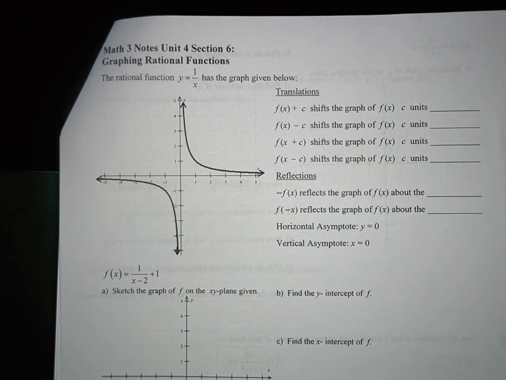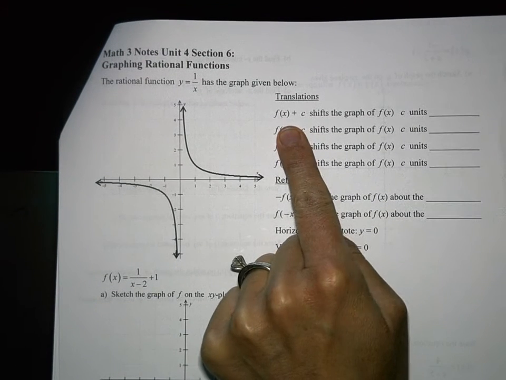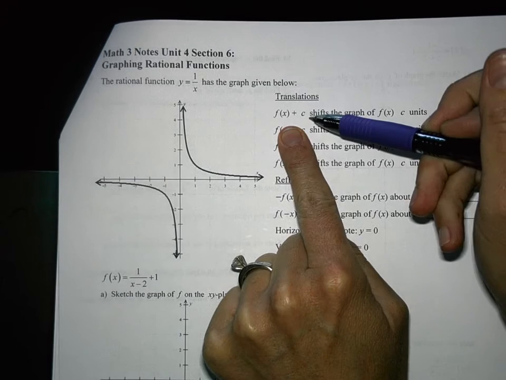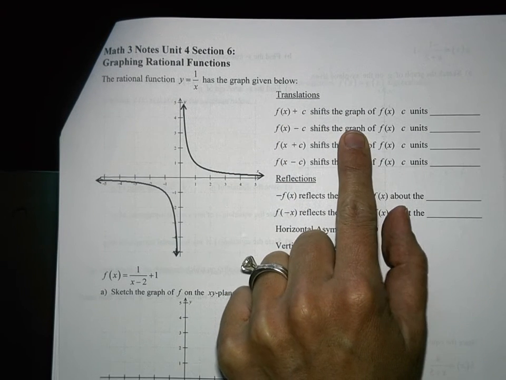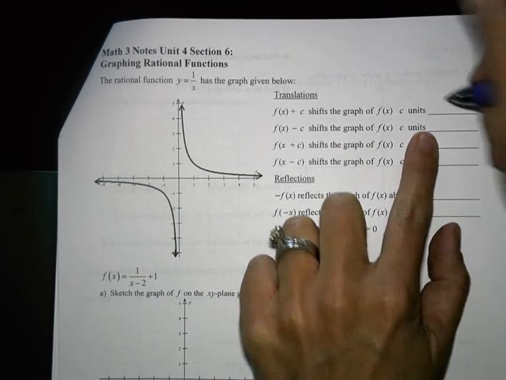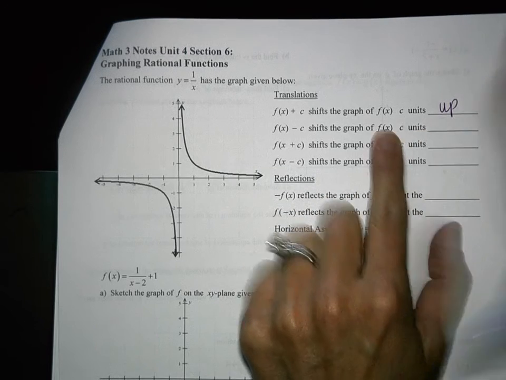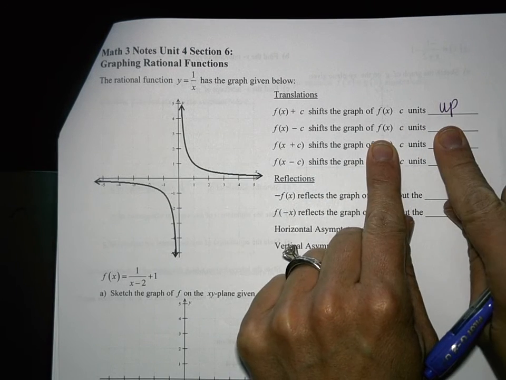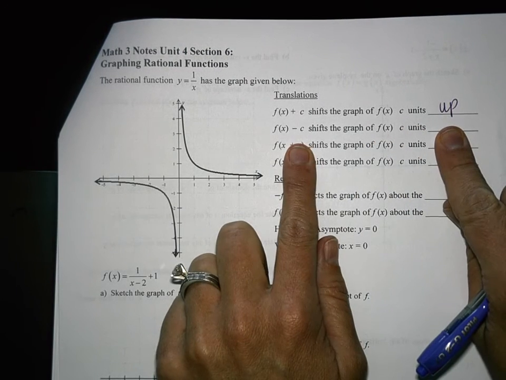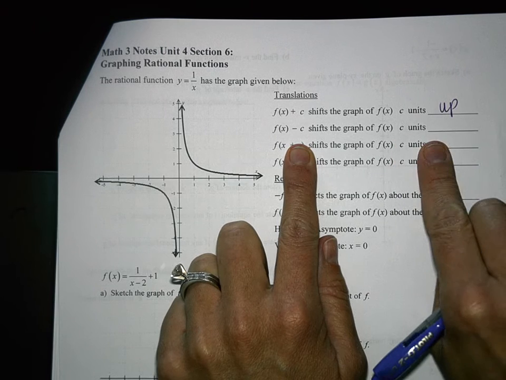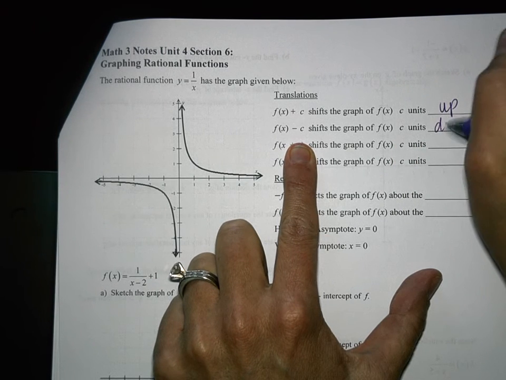Okay, couple things. We've been doing translations this whole entire year. So when we have something like this where we have f of x plus c, how is it translating? What is happening? Very good. It is going up, so it's going c units up. When we have a minus c, it's going c units down. Very good. Down.